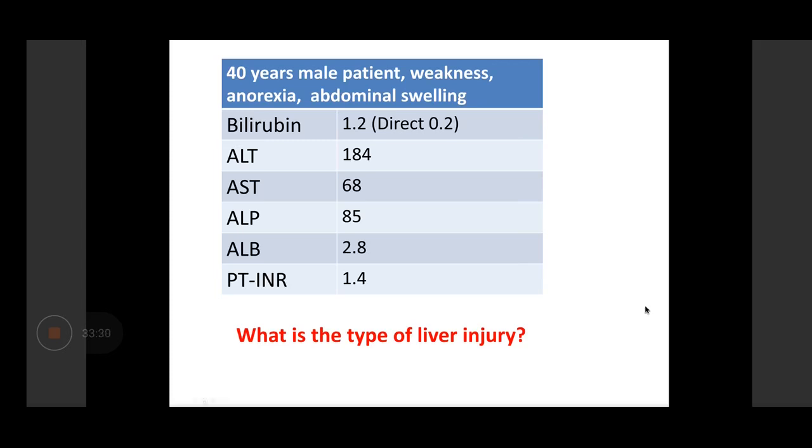Now, let's look at this. So please get ready to type something in the chat box. So this is bilirubin, very mildly deranged. ALT, AST are raised, alkaline phosphatase is normal, albumin is low, and PTINR is raised. So what is the type of liver injury? Can anyone answer that? What is the type of liver injury that we are dealing with here? Is it acute or chronic? This is in a 40-year-old male with weakness, anorexia, and abdominal swelling. AST, ALT are mildly deranged. Alkaline phosphatase is normal and albumin is low, 2.8. PT and INR is raised, 1.4.